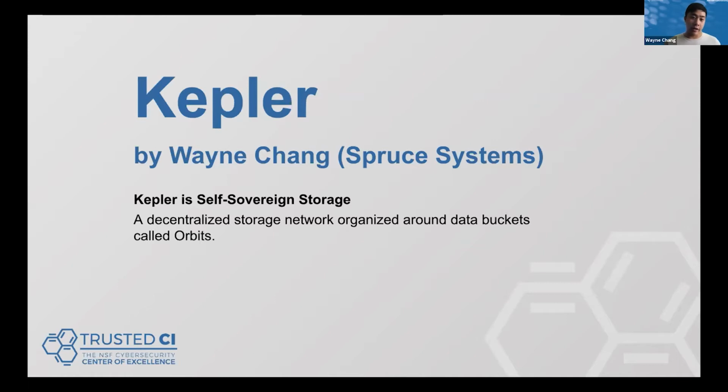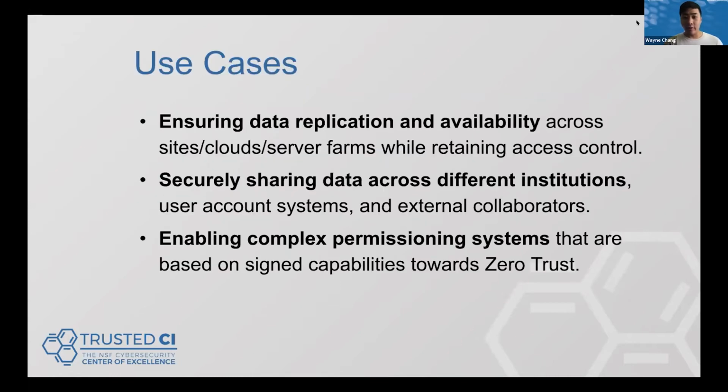So I'm here today to talk to you about Kepler, which we call self-sovereign storage, and you'll soon see why this is better for user control of data, but also potentially for institutions and any kind of trusted data sharing. Kepler is a decentralized storage network organized around data buckets called orbits. Some use cases are like ensuring data replication and availability across different sites, cloud server farms, while retaining access control.